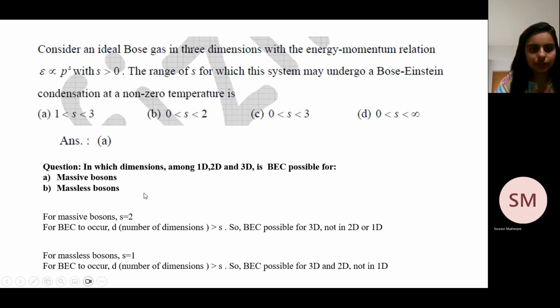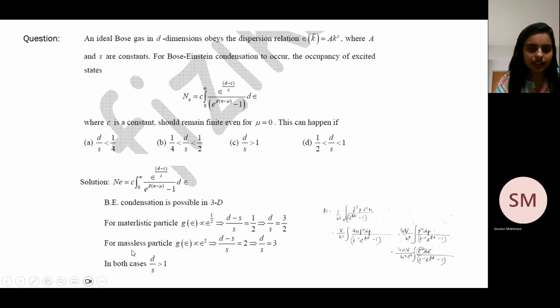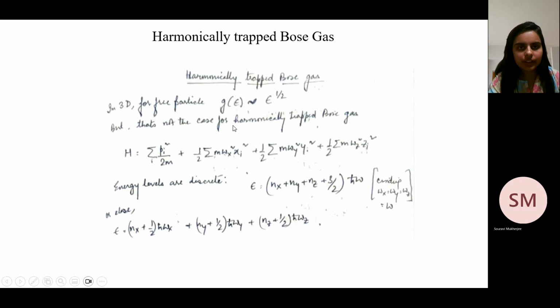So this again tells you that for massive bosons, where S is equal to 2, because you have an expression like energy equal to p square by 2m, Bose-Einstein condensation can occur when the number of dimensions is greater than 2. So it can happen in 3D, but not in 2D or 1D. While for massless bosons, where S is equal to 1, your Bose-Einstein condensation can happen in 2D and 3D, but not in 1D. So this comes from the same relation that d by s should be greater than 1, that is, the expression for n should be defined, right?